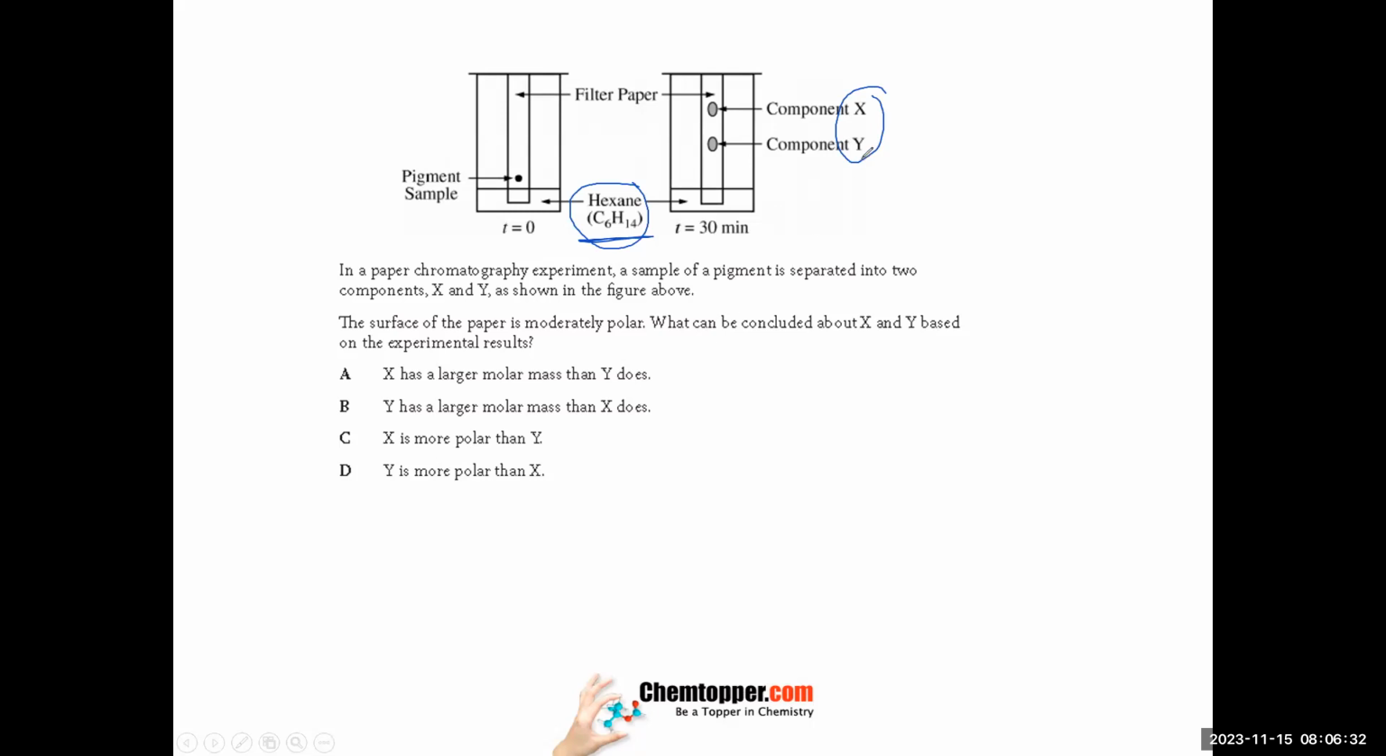Y is more attracted to the paper. So Y is more polar than X. C is the answer. Oh, D is the answer. Why? Which one is more polar, Y or X? Y is more attracted to the paper, moving slowly. So Y is more polar. And X is less polar.